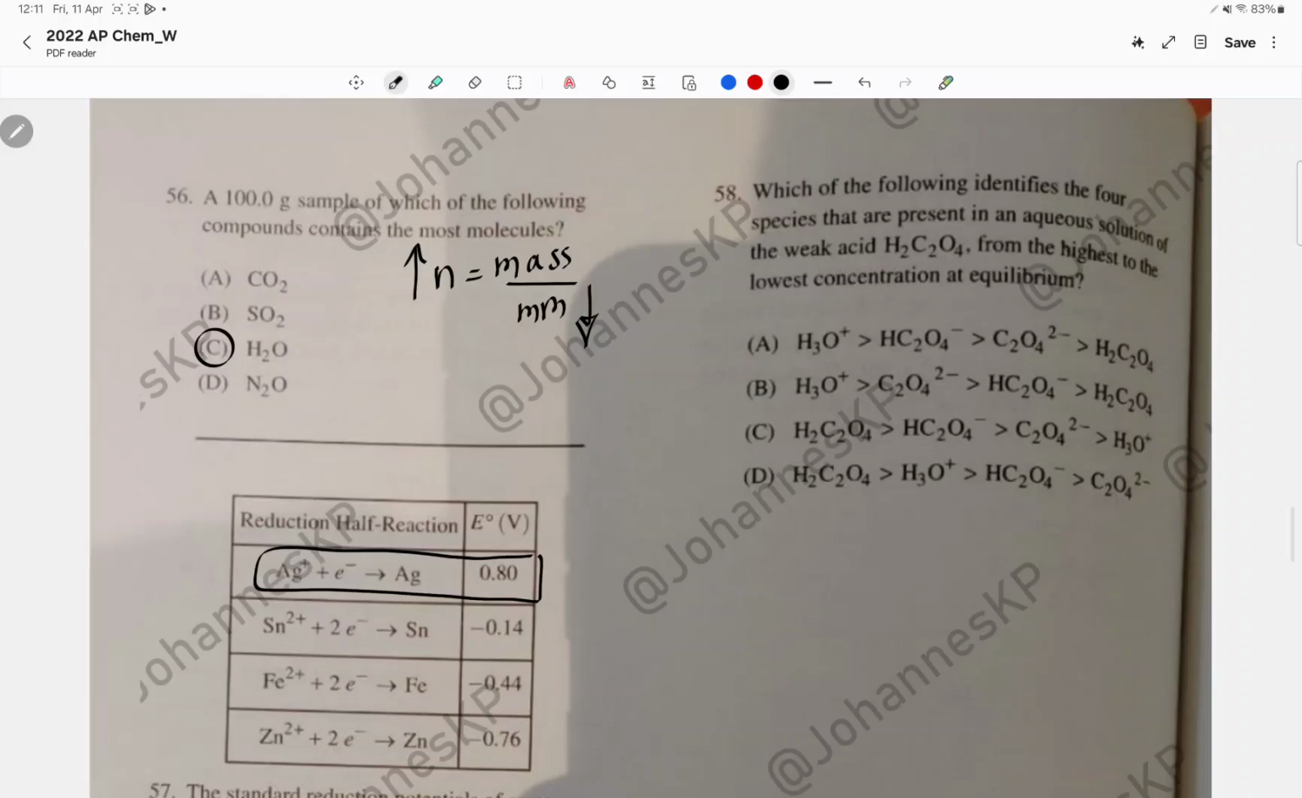Which of the following identifies the four species that are present in an aqueous solution of the weak acid from the highest to the lowest? Always the acid has to be the highest. Okay, always. And the conjugate base, the second one, has to be the lowest. I trust C. So the acid has to be first, so D. And the conjugate base, the second one, has to be the least. That's always the case, by the way. That's the acid, and that's the second conjugate base. Cool? Yeah.